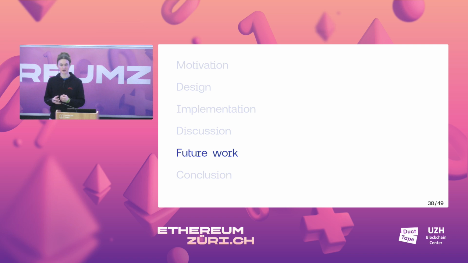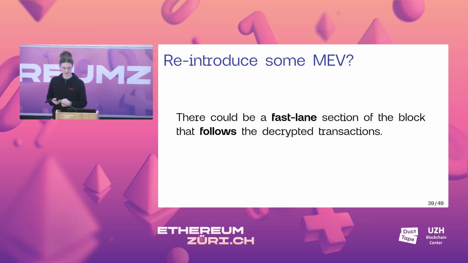Now, having said that, what future works can be done in this area of research? We make a couple proposals. The first one is, can we reintroduce some of the MEV pipeline that we lost? Potentially, what we could do is have a fast lane section at the end of the block, where after the encrypted transactions have been executed, we can have a few MEV transactions to do liquidations and arbitrage, for example.